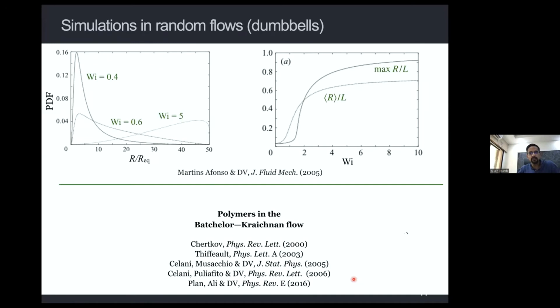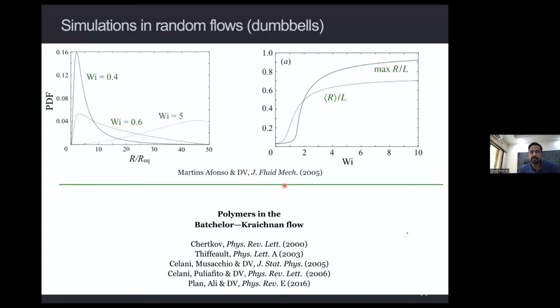Now, if I quickly show you simulations in the same random flow, so you take the Batchelor-Kraichnan flow, but now you do simulations of dumbbells by evolving those equations for the dumbbell I showed earlier. Then you do get a kind of verification of the earlier theory. So you see that as Weissenberg crosses half, you have this transition from being peaked at small extensions to peaked at large extensions. If you look at the mean extension of the distribution, that also undergoes quite a rapid increase around Weissenberg half. And that just reinforces the fact that there is this kind of transition.